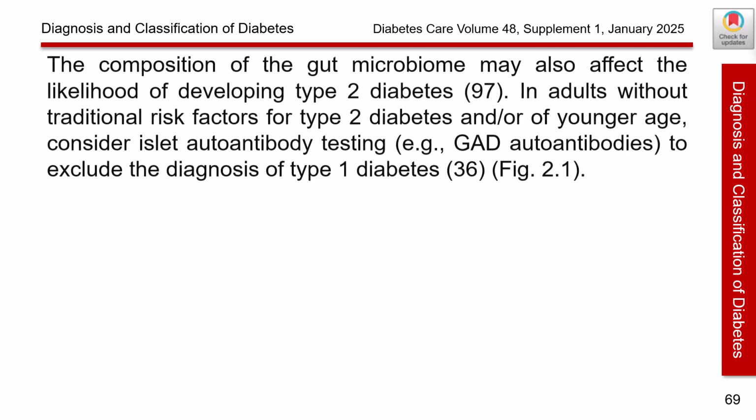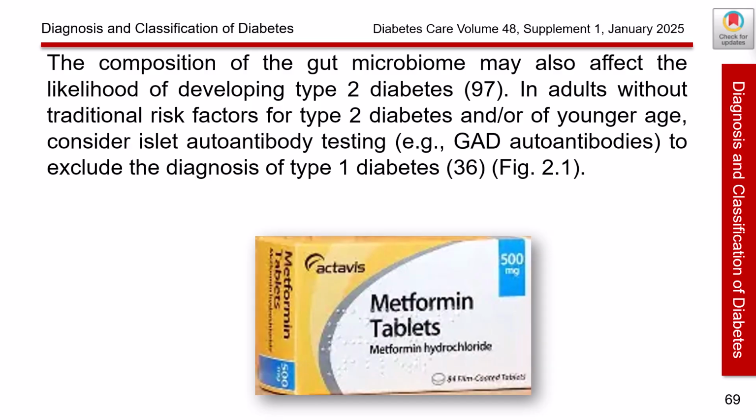The composition of the gut microbiome may also affect the likelihood of developing type 2 diabetes. In adults without traditional risk factors for type 2 diabetes and/or of younger age, consider islet autoantibody testing, for example, glutamic acid decarboxylase autoantibodies, to exclude the diagnosis of type 1 diabetes.